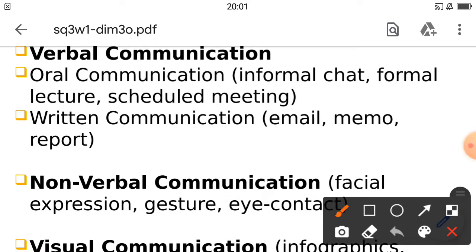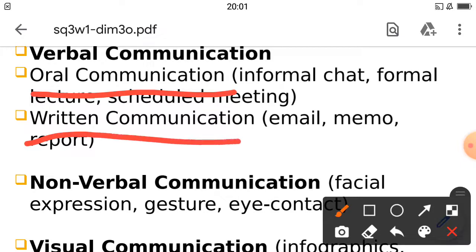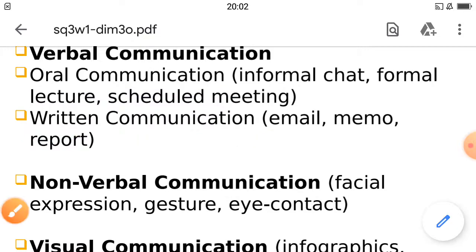So we need to keep in mind that verbal communication is further subdivided into oral communication and written communication. Examples of oral communication: informal chat, or conversations that are held in a scheduled meeting. Written communication, for instance, email, memorandum, report.